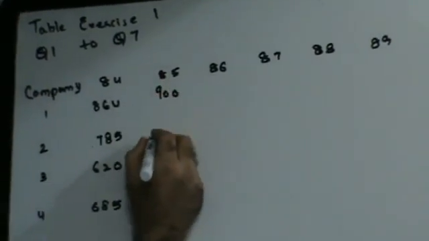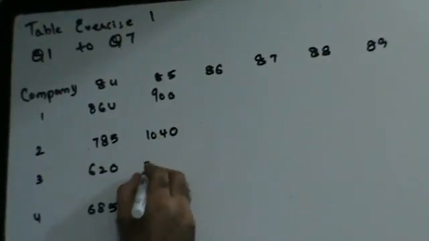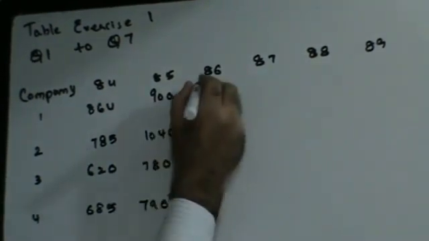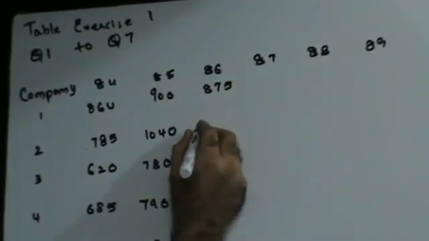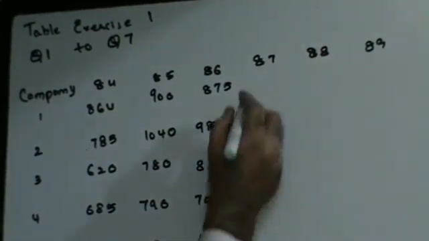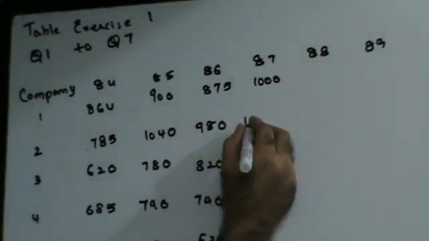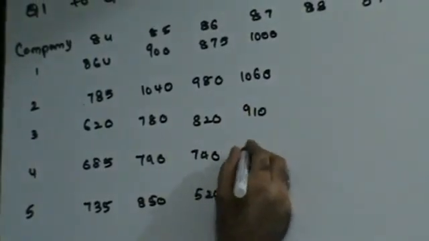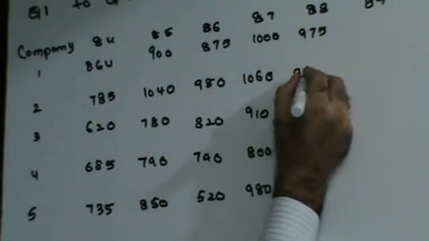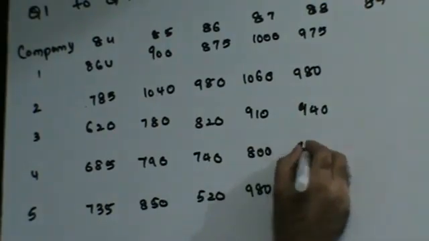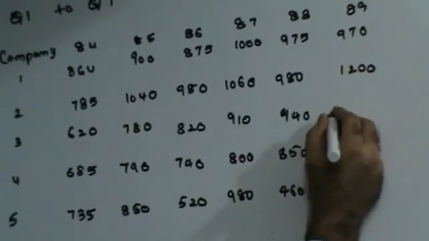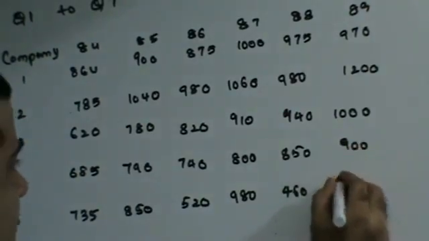Next 900, 1040, 780, 790 and 850. Next 875, 980, 820, 740, 520. 1000, 1060, 910, 800, 980. 975, 980, 940, 850, 460. 970, 1200, 1000, 900, 700.